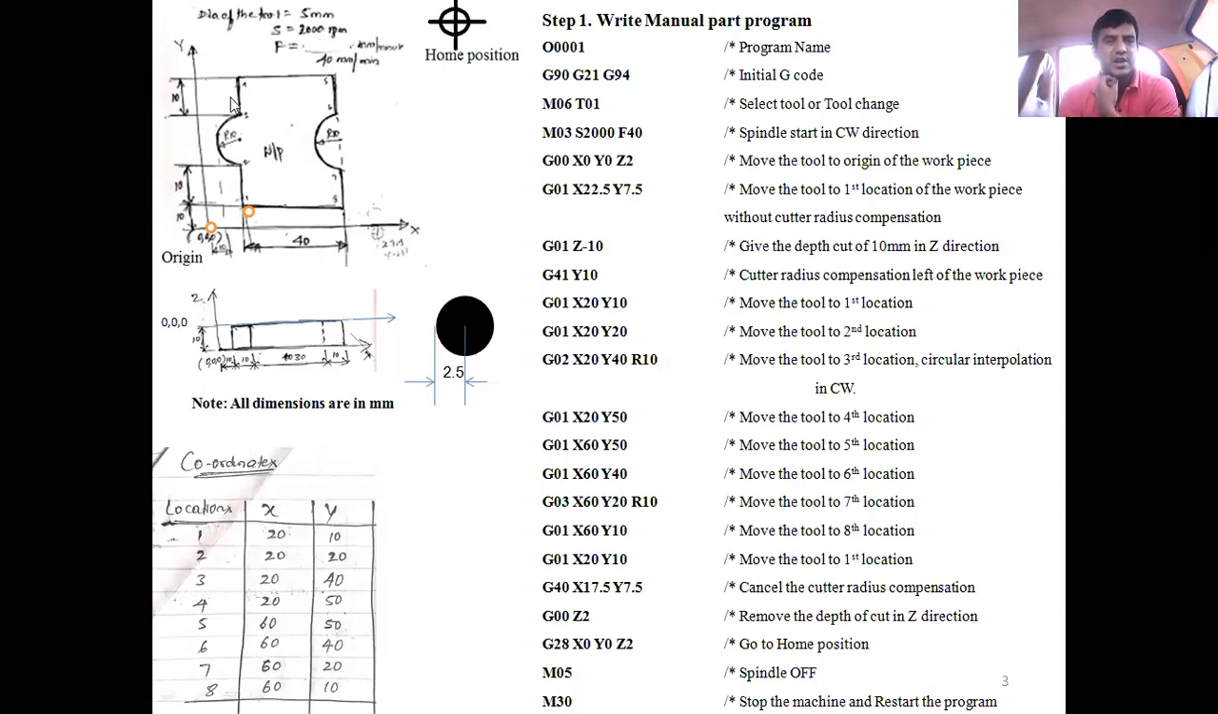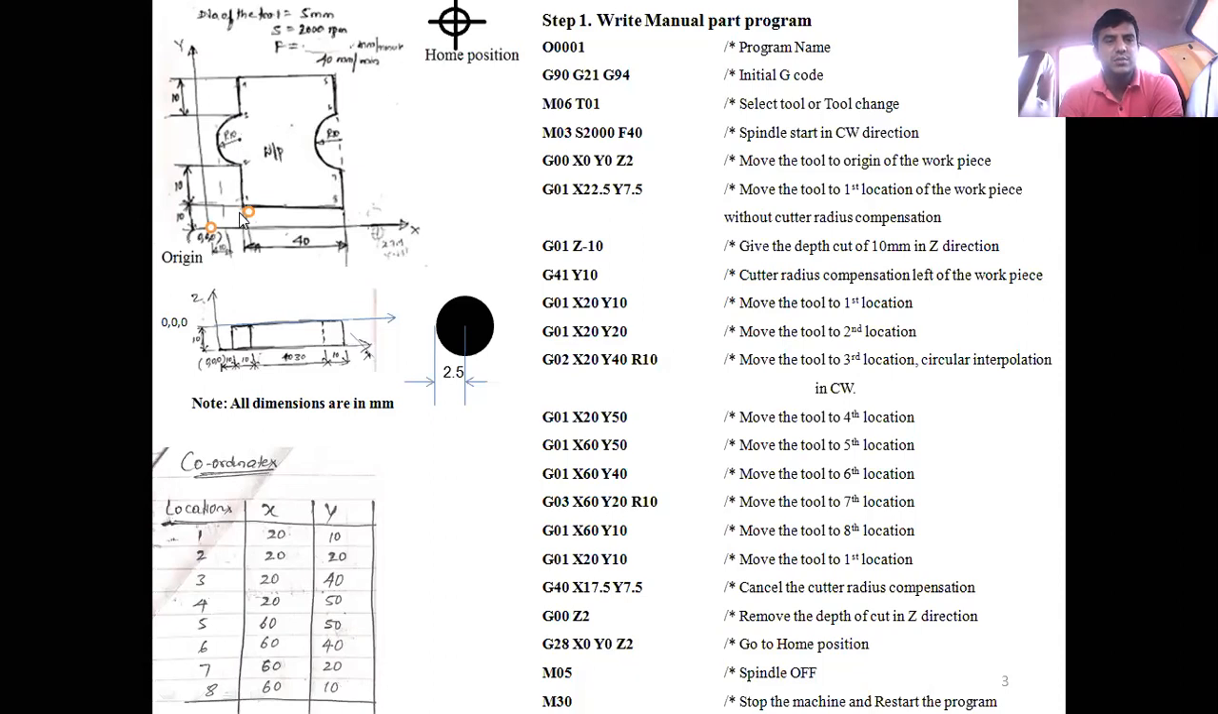From 2 to 3, circular interpolation. Likewise, you have to give the coordinates and the corresponding G codes. The tool path movement is 1 to 2, 2 to 3, 3 to 4, 4 to 5, 5 to 6, 6 to 7, 7 to 8, 8 to 1.